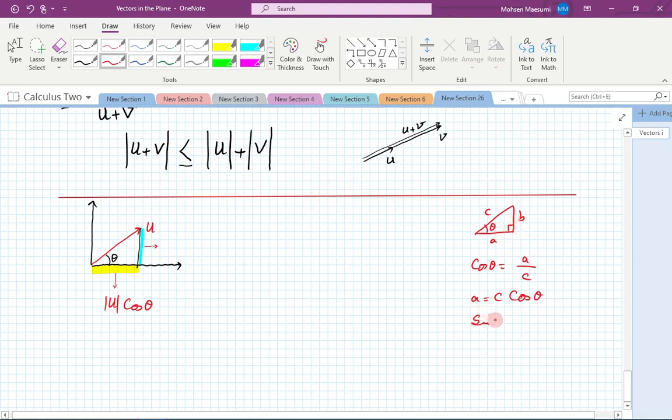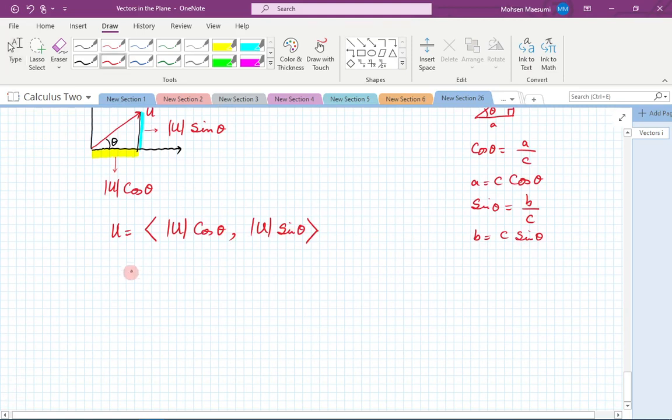You remember sine of theta is the opposite over the hypotenuse, so opposite is going to be hypotenuse times sine of theta. So this blue portion is going to be the length of u, the hypotenuse, times sine of theta. So you can take the vector u and show it like this: the length of u times cosine of theta, comma, the length of u times sine of theta. To make this look nicer, we can factor the length out and say it's cosine of theta, comma, sine of theta. So that's going to be the vector u.